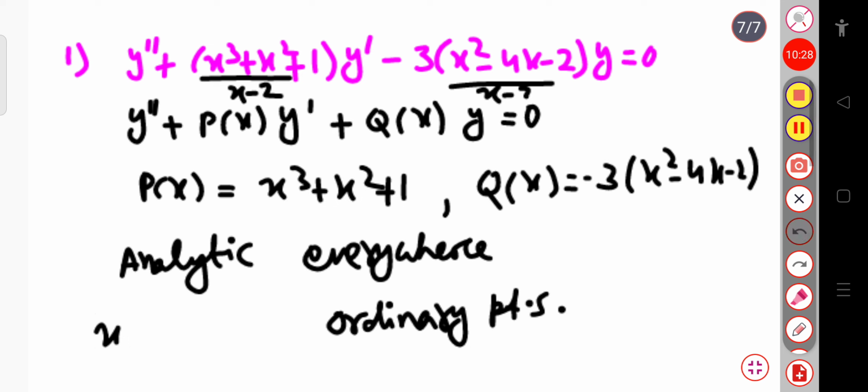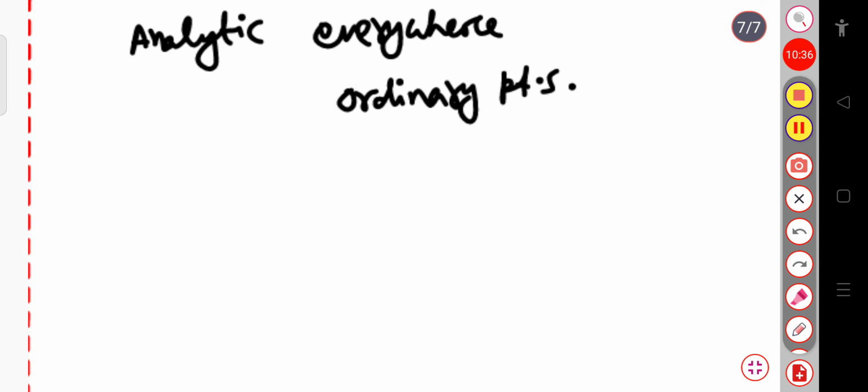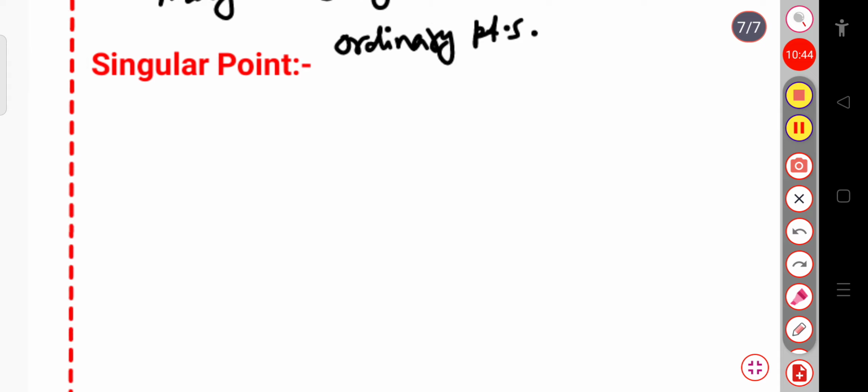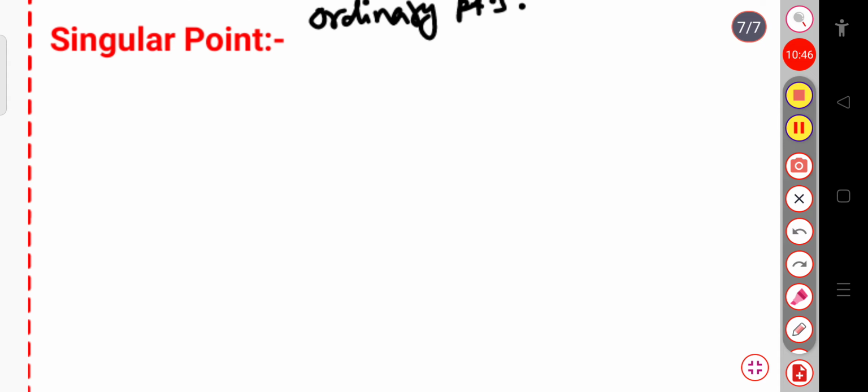Now we will discuss, when the function is not defined, what we call that function. Let us take an example. But before giving you an example, let me discuss what a singular point is. A singular point basically means a point for which the function is not defined. That point is called the singular point.